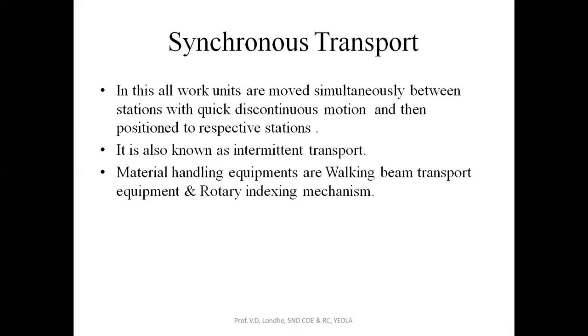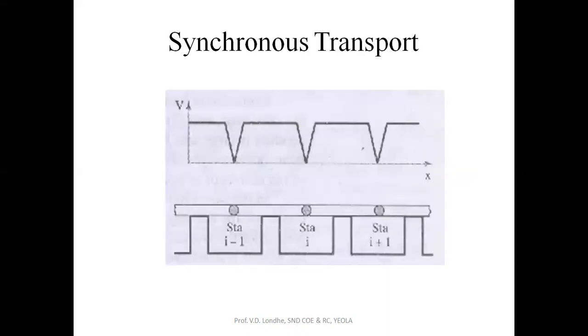The material handling equipment used for this synchronous transport system are the walking beam transport equipment or the rotary indexing mechanism. In spite of the disadvantage for the manual assembly line, it is often ideal for automated production lines in which mechanized workstations operate on a constant cycle motion. The particular disadvantage of the manual assembly line is that there may be human error, but by using some mechanized motion, we can make it smooth. Now we will see the diagram for the synchronous transport system.